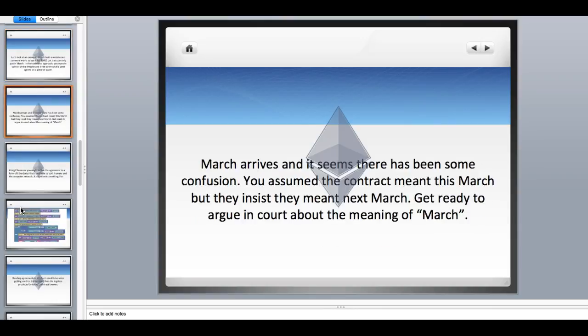March arrives and it seems that there's been some confusion. You assume that the contract meant this May, but they insist they meant next March. I'm talking about March. I'm sorry, I'm lost in time. But March arrives and it seems that there's been some confusion. You assume that the contract meant this March, but they insist they meant next March. Okay, get ready to argue in court about the meaning of March.